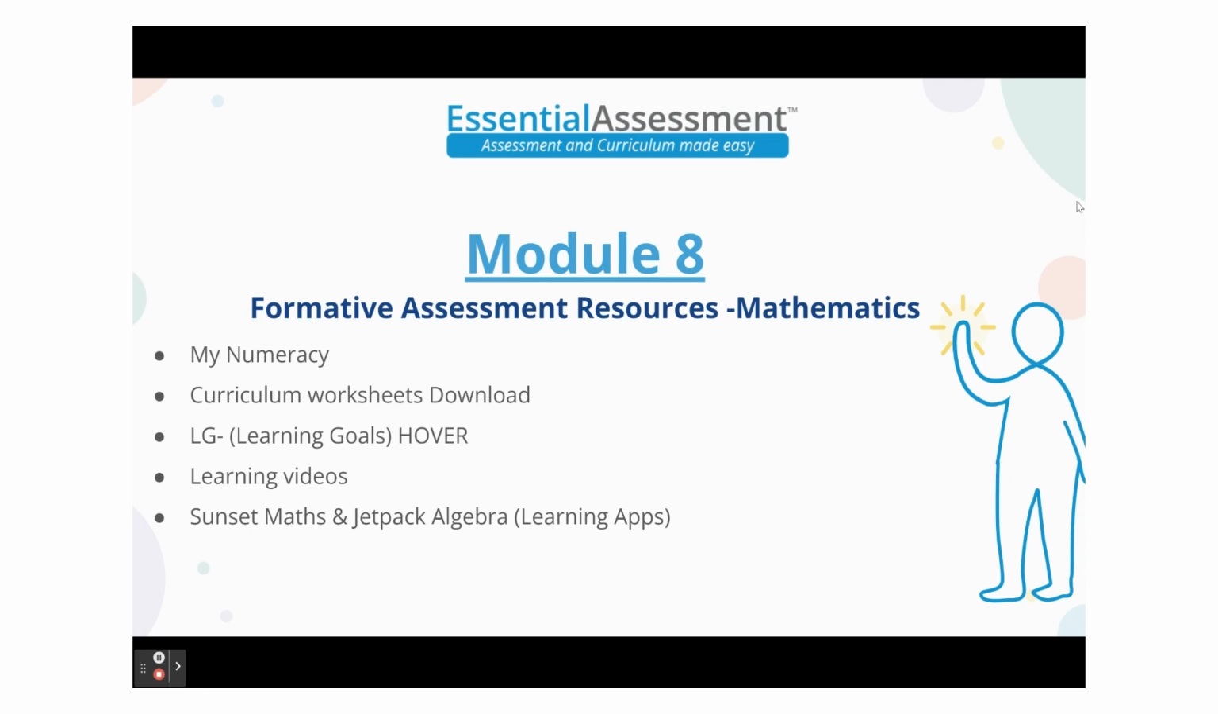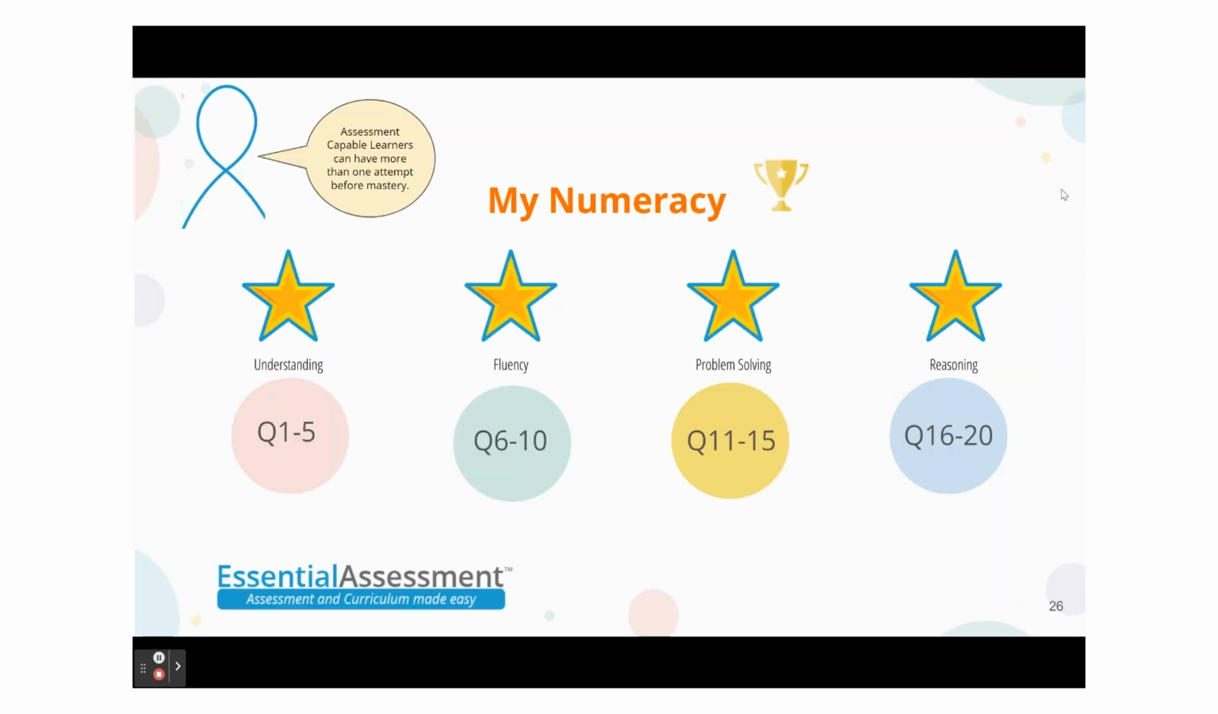Within My Numeracy, the students will complete 20 questions, which will be broken into 5 questions for each of the mathematical proficiencies: 5 for understanding, then 5 questions for fluency, problem solving, and reasoning. This poster is really helpful for the students to understand which proficiencies and which questions are related. And the goal is a trophy. So the students will receive a trophy if they achieve 80% or greater for these 20 questions.